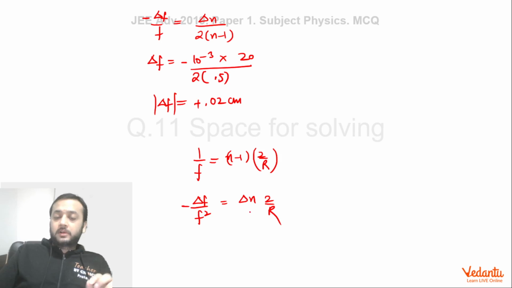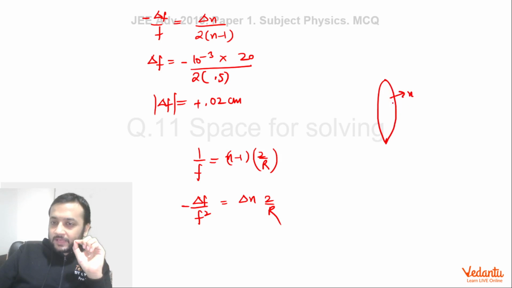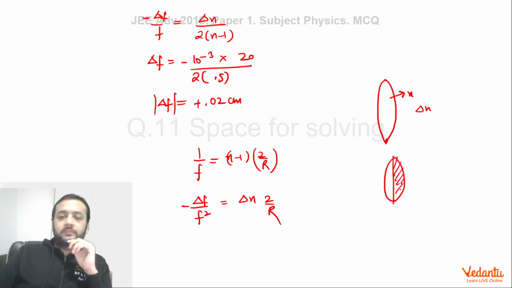Why is this wrong? Because this would have been correct if we were using the same n for the whole lens. For example, if the question was that this is a lens made up of refractive index n, and now we are changing the value of n by delta n, so what will be the change in the focal length? Then this was right. But remember, we are changing the value of n by delta n only for the right half, not for the full lens. So this n remains the same and only this n changes. So you cannot do this. You would do this if the n of the whole lens changed slightly by delta n.